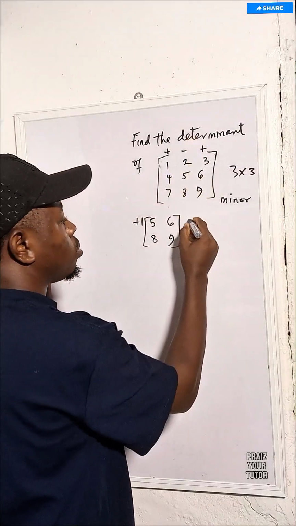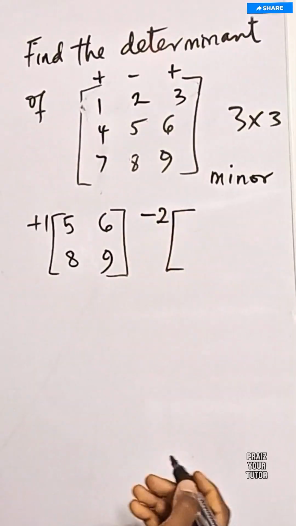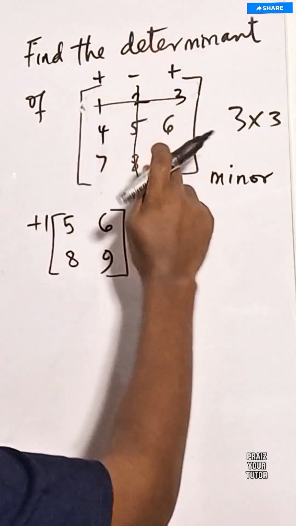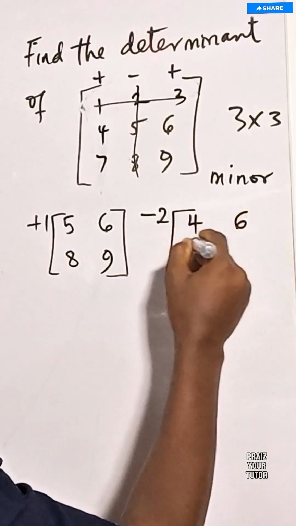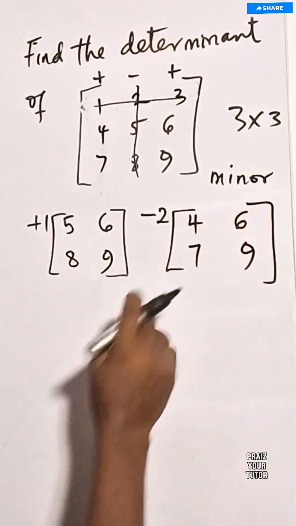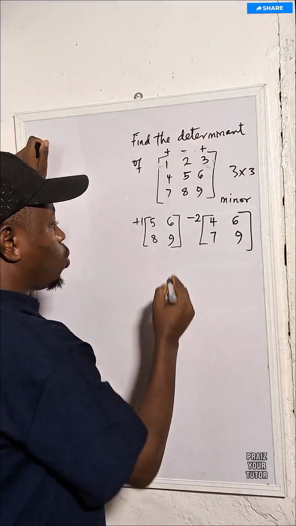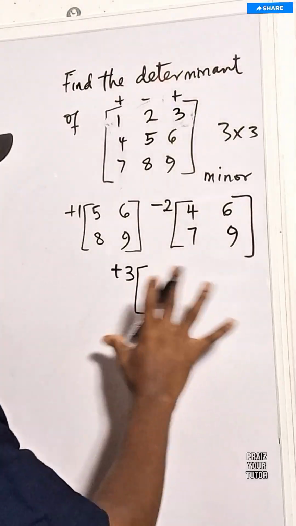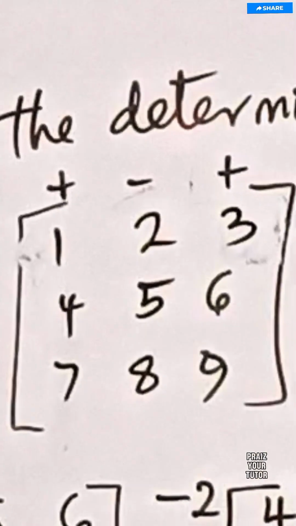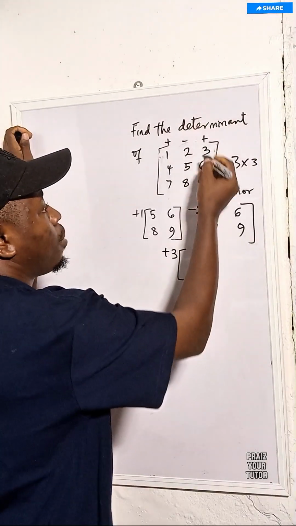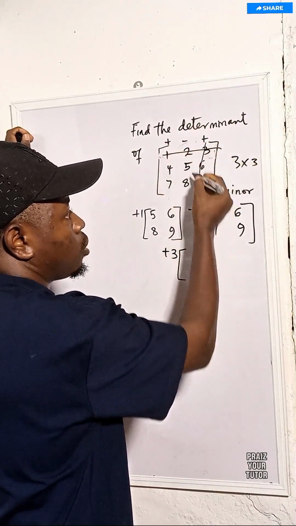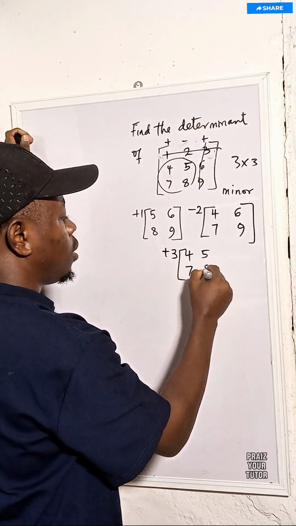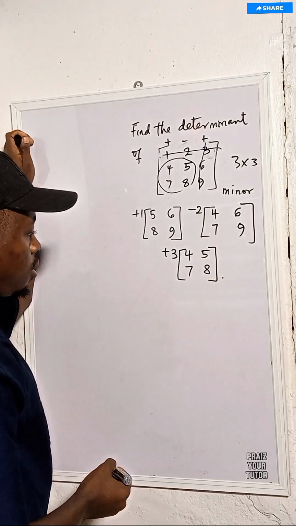Now to get the minus 2, the lines of minus 2, there is 2 here, there is 2 here. Whatever is remaining, 4, 6, 7, 9. Those are the minor of 2. And for the last one, we have plus 3 into. Alright, pause this video and tell us what is going to be in the plus 3. Alright, plus 3. There's 3 here, there's 3 here. So whatever is remaining, this 4, 5, 7, 8. I guess the answer is 0.